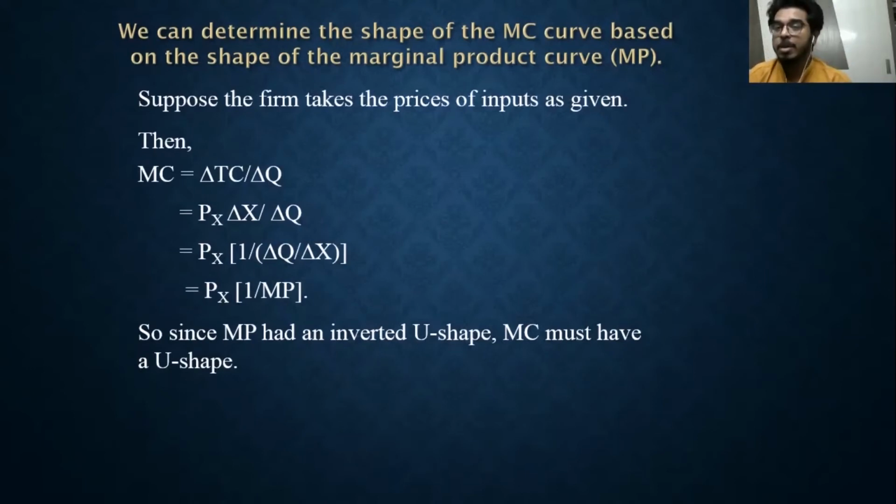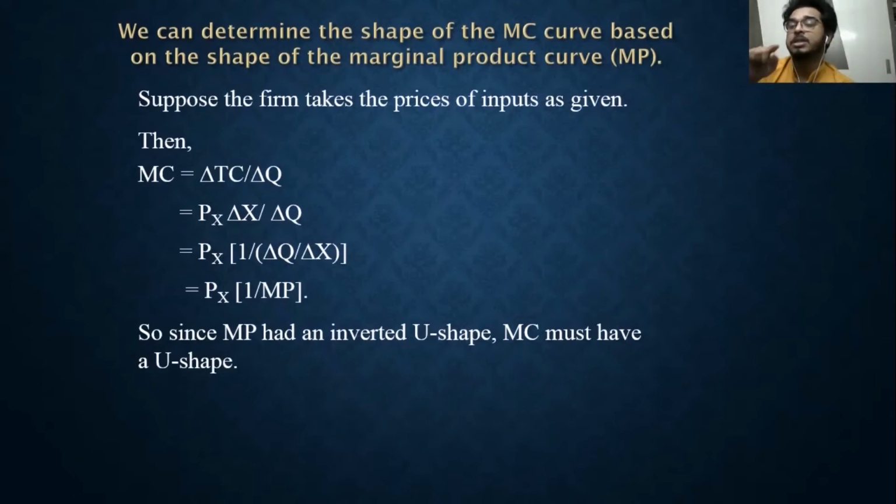Now, if you remember, again, marginal product tells how much the quantity of output will change. So the total change in quantity of output with one extra unit of any particular input. That is nothing but the marginal product, or productivity. And hence 1 by MP.